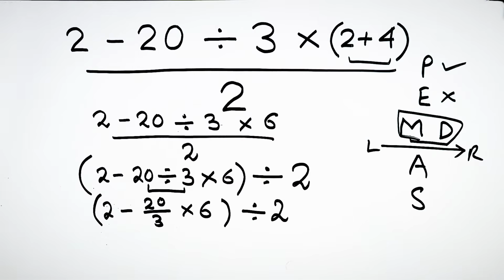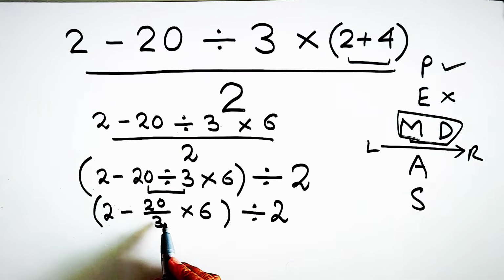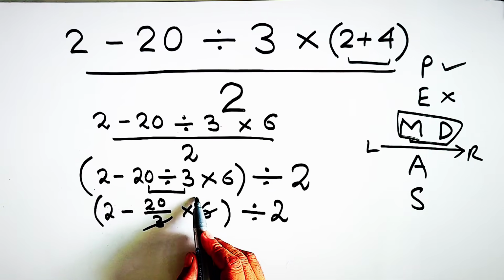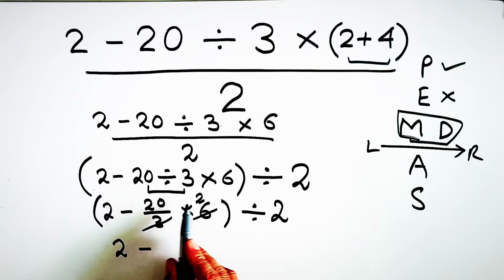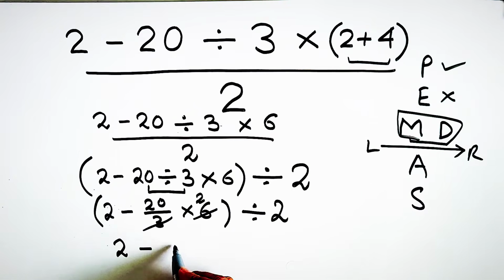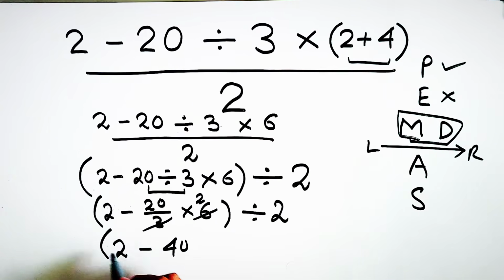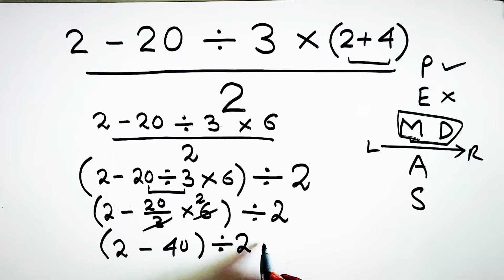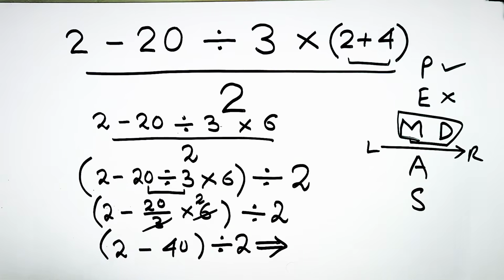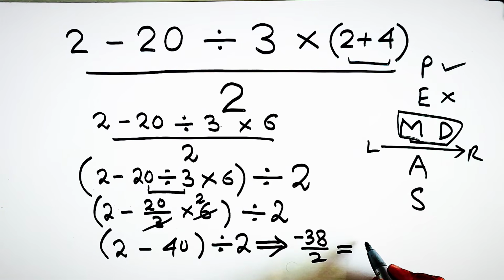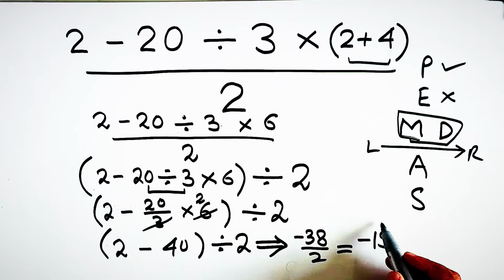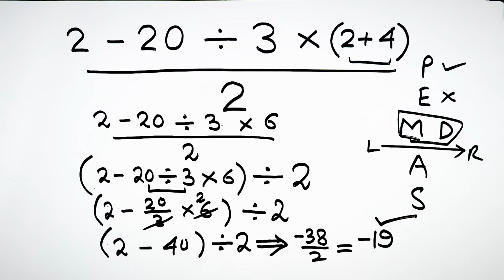Now this has been cancelled. We will get 2. So 2 minus 20 times 2 will give us 40 divided by 2. Now 2 minus 40 gives us minus 38 divided by 2, and we will get minus 19, which will be our answer for this PEMDAS based question.